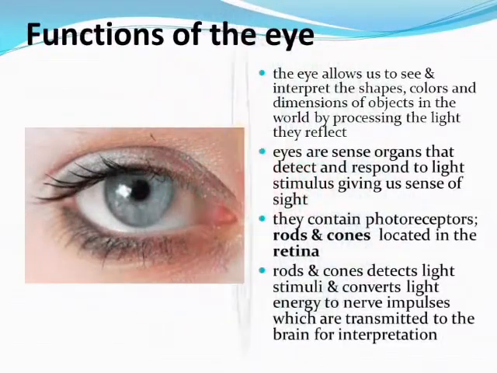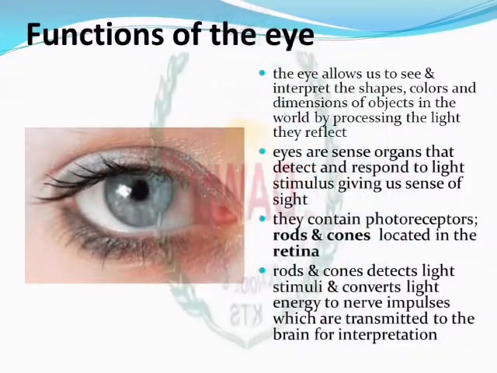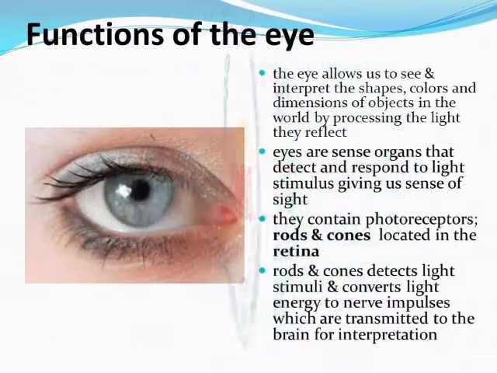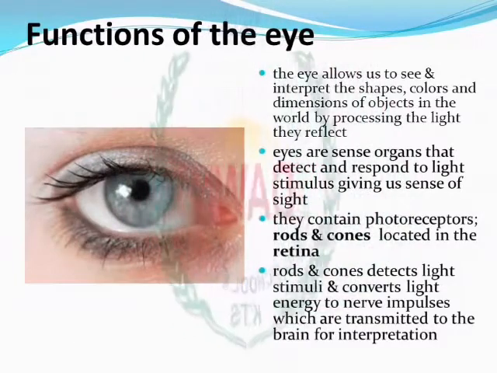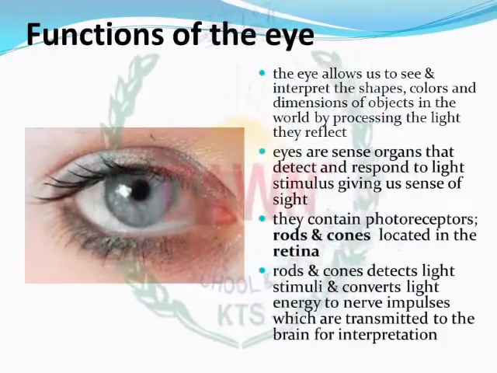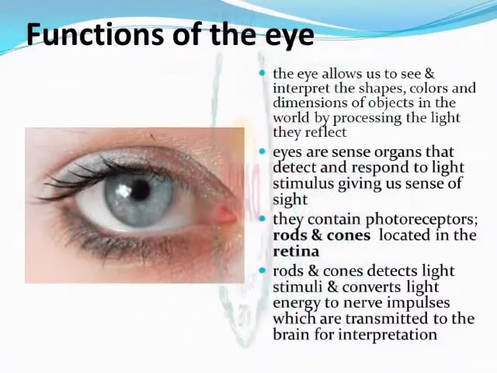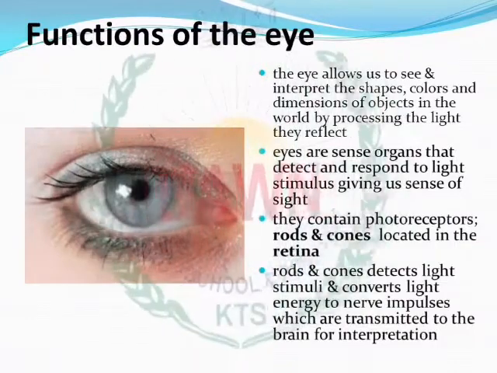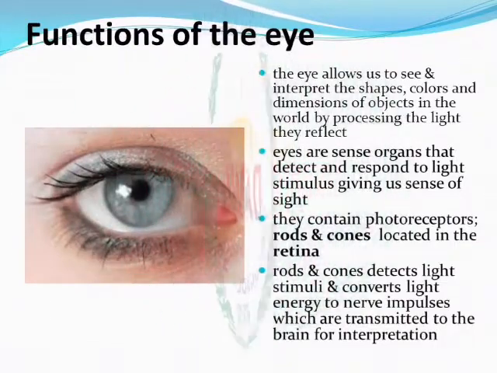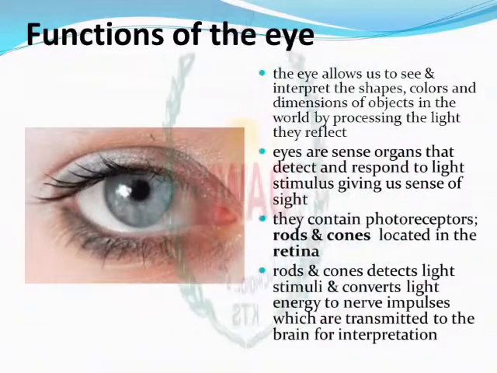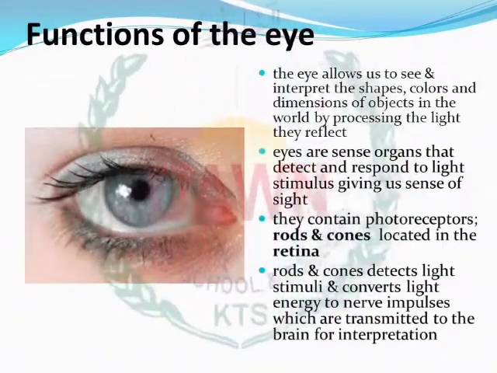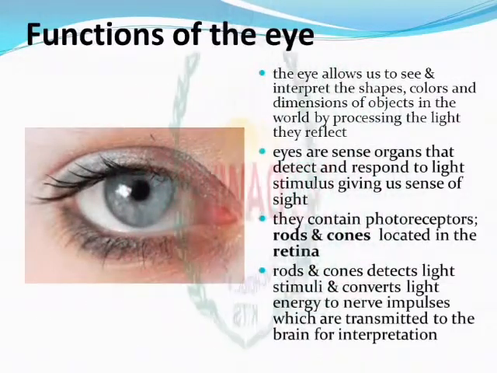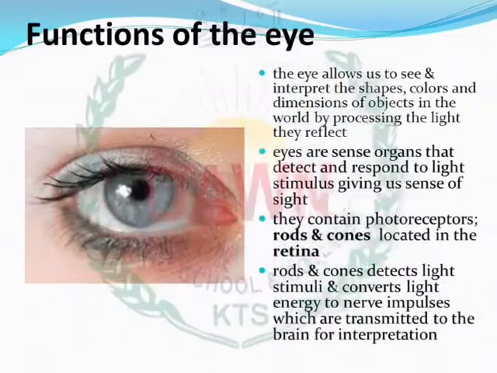So, the function of the eye. The eye allows us to see and interpret the shapes, colors and dimensions of objects in the world by processing the light they reflect. Eyes are sense organs that detect and respond to light stimulus, giving a sense of sight. They contain photoreceptors, rods and cones located in the retina. Rods and cones detect light stimuli and convert light energy to nerve impulses which are transmitted to the brain for interpretation, and then we are able to see anything in upright position.